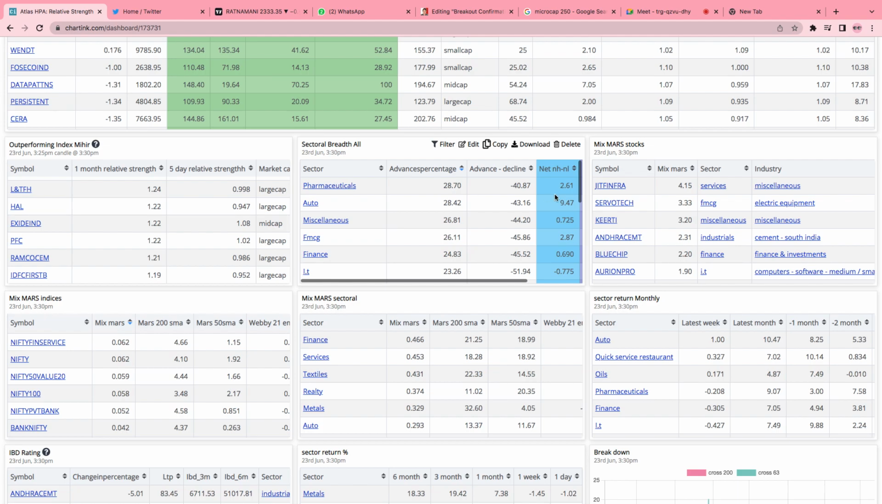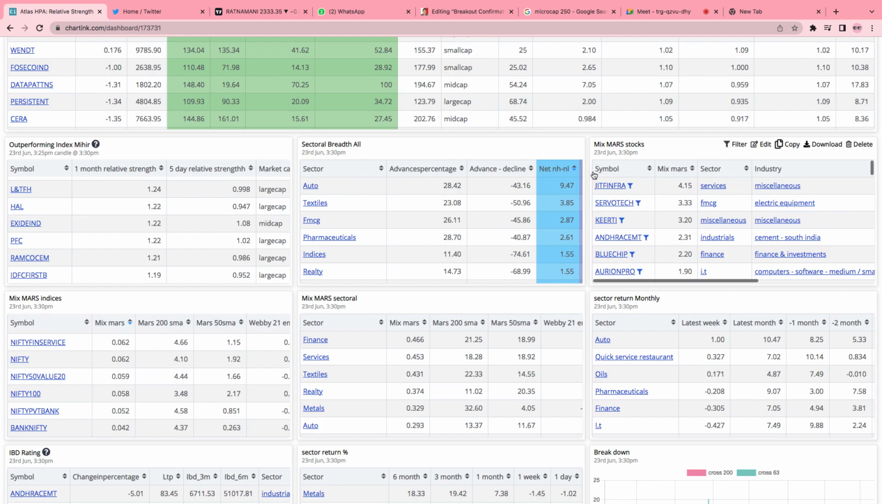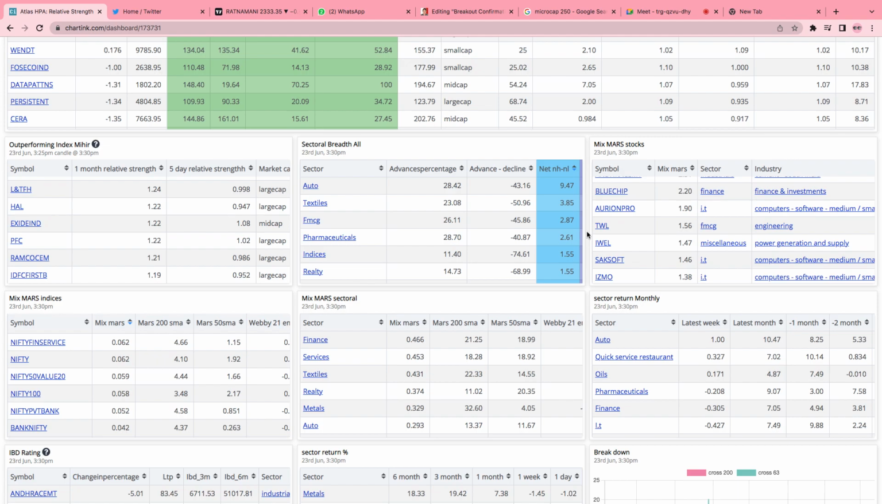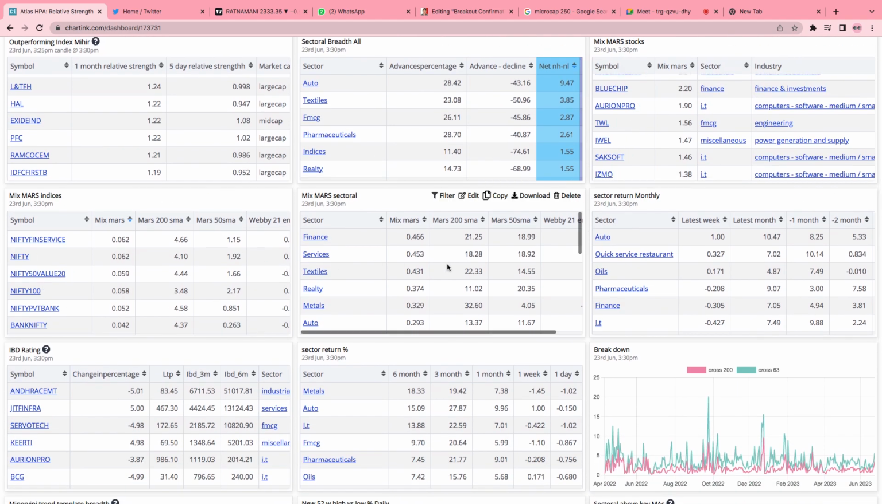So this will give you a very short term view. Now another thing is net high-low, which means how many percentage of stocks made a 52-week high minus how many made a 52-week low. So the higher the number, the stronger the sector. So auto, textile, FMCG, auto is the highest. Which means that many auto stocks still made 52-week highs on a day when the indices were very bearish. Right.